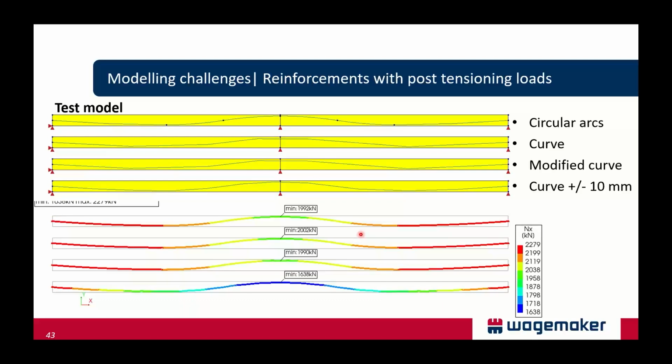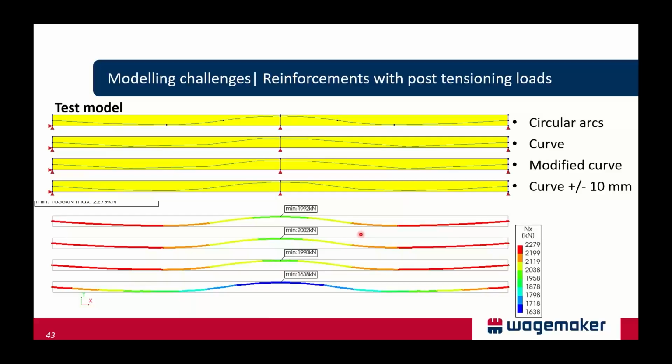The top one is the reference one with circular arcs. Then the one below that is a curve where we just took a regular spacing of points and calculated the coordinates and used those points for the curve. Then the third one has a local modification of the points near the intermediate support. And the bottom one is similar to the second one, but it has each point moved in vertical direction by plus or minus 10 millimeter.